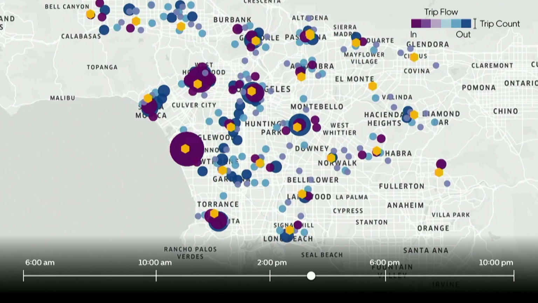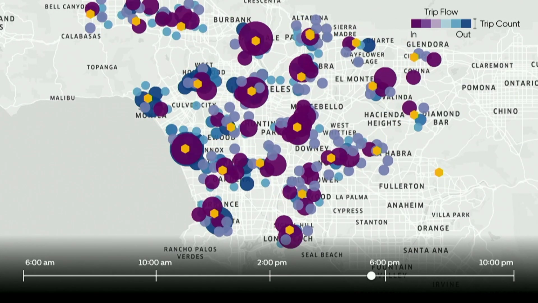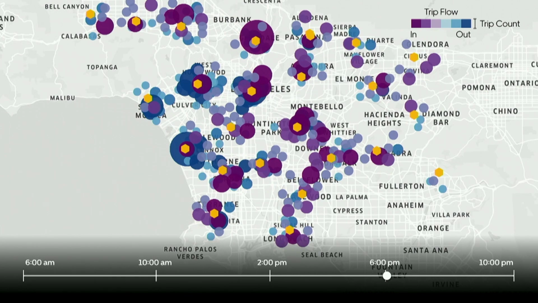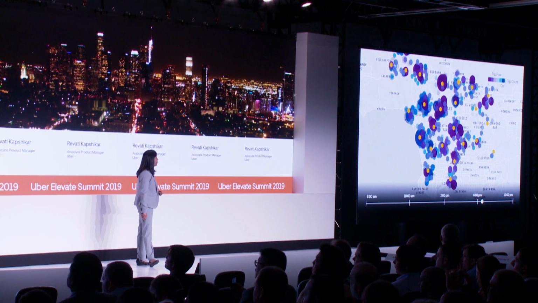As I play through the evening, we can see an inversion of the pattern that we saw earlier, where trip inflows are in the surrounding areas and trip outflows are coming from these major urban centers. And this is a pattern that becomes more and more pronounced as I run the rest of this mission day.